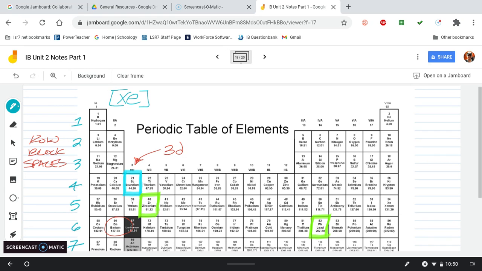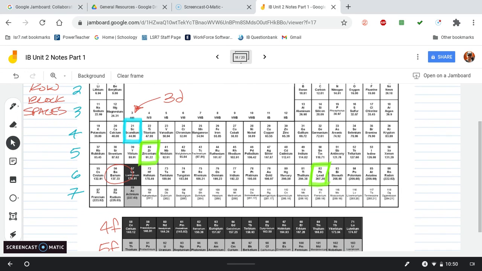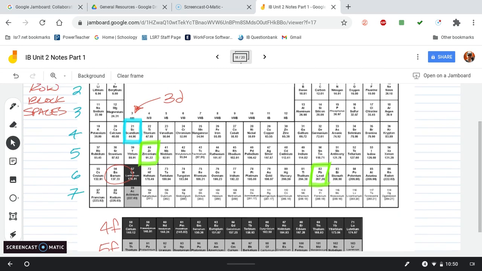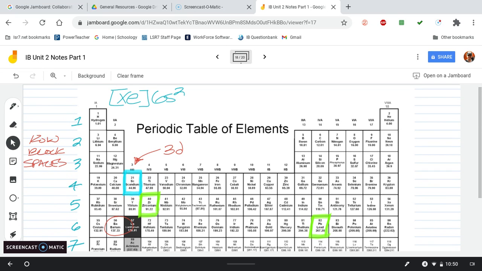And then we're going to come down here, and we're going to do 6s2. And then this is kind of a pain because we got to use the F block. So we're going to come down here. It's actually 6d1 and then 4f14. I'm not going to get real heavy into that because it's not going to matter. So this is what it looks like.